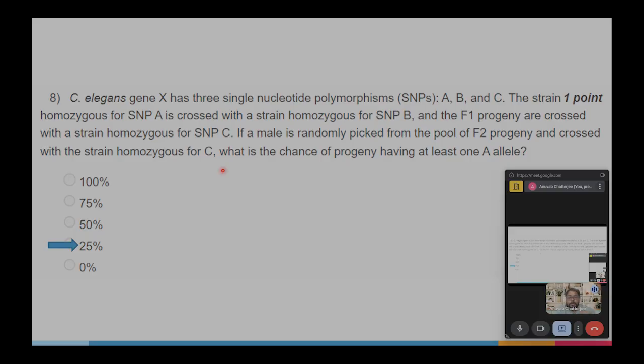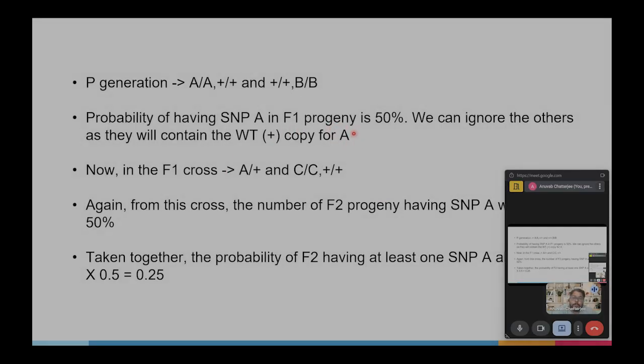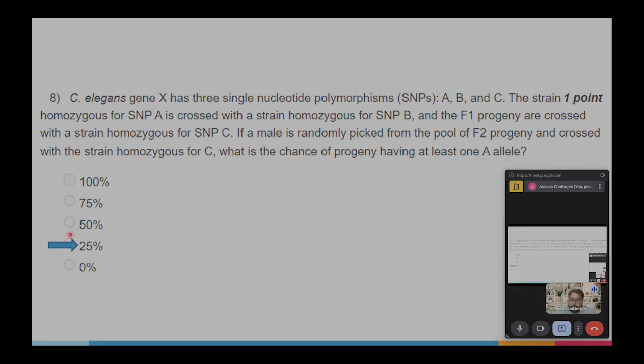So if you had to have a homozygous for allele A, then you had to take only the progeny which had the SNP for A in the F1 progeny, which will be none because none of them will be homozygous for A. Now there will be 25% who will be positive for A, and then that will be even diluted here, so it will be 0.25 into 0.25, so 12.5%. But for this question, it is 25%. So, you know, draw Punnett squares. Do not be like me.